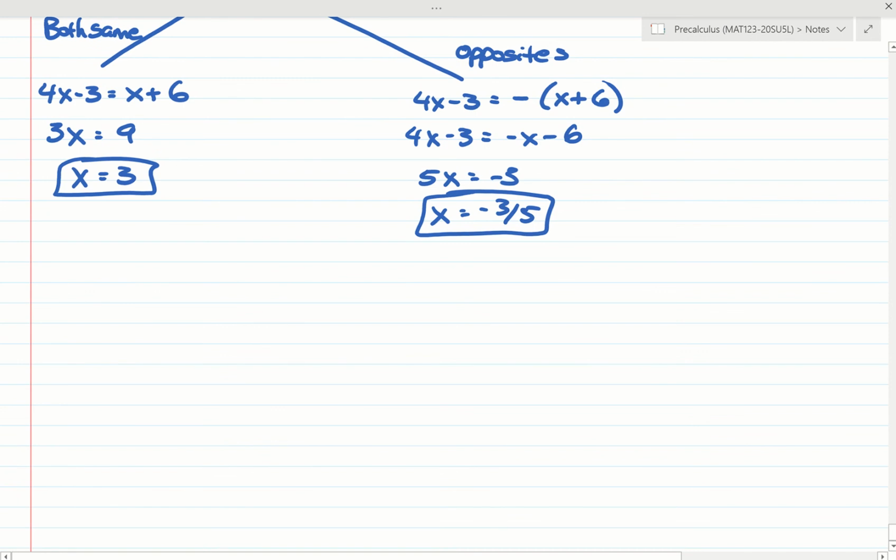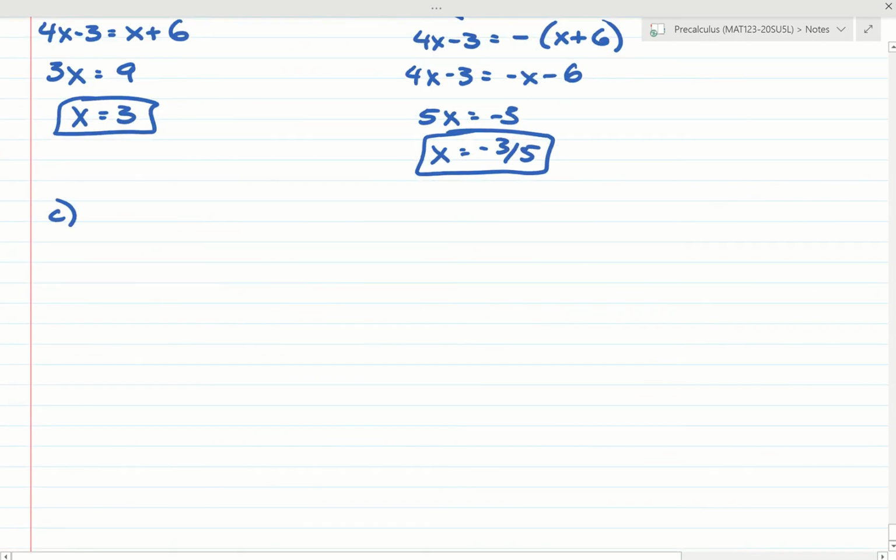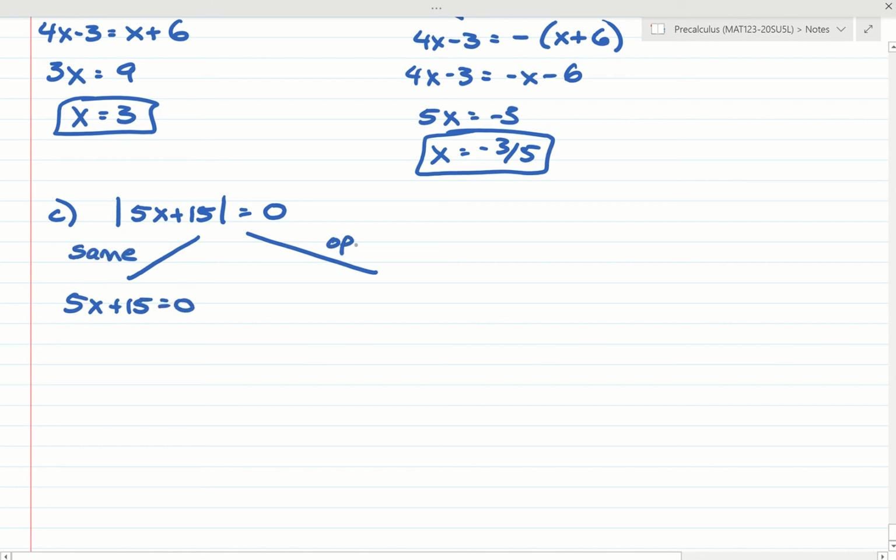Let's just do one more. What about if we had something like this? And if we had the absolute value of 5x plus 15 is equal to 0. Generally, I'm a big proponent of follow the same steps, so we don't have to learn something different here. So I'm going to write 5x plus 15 is 0. We always keep one side the same, and we always take the opposite of the other side. Well, technically, the opposite of 0, of course, is still 0, so of course we'll get the same answer.